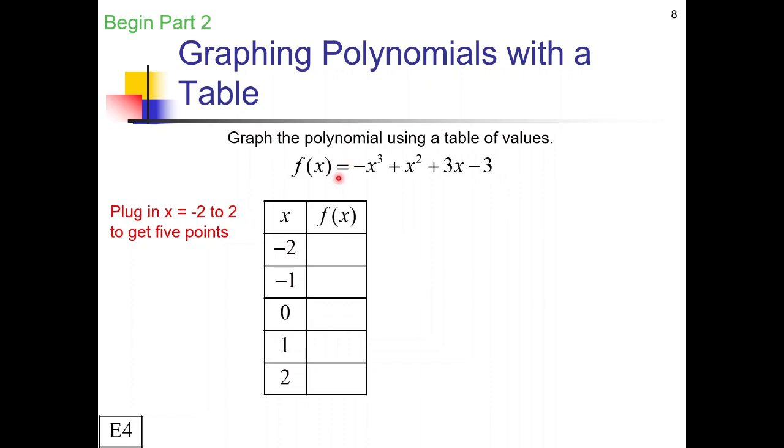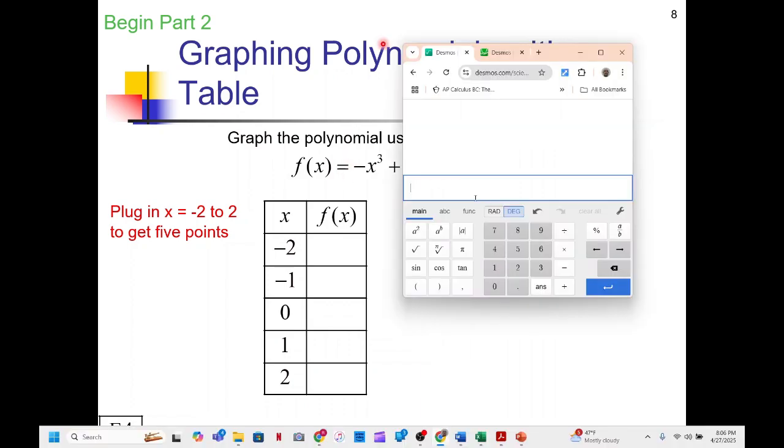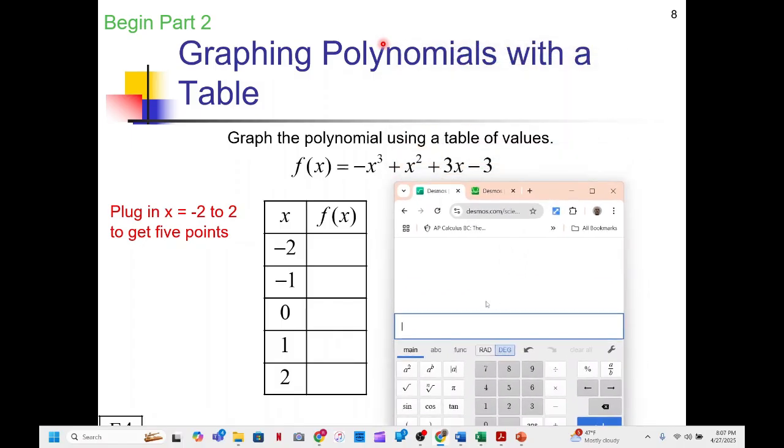This is if you don't have the graphing utility totally available to you. So here's my Desmos scientific calculator, and let me just put my function in here so I can quickly plug in values. So we have -x to the 3rd plus x squared plus 3x minus 3. And I'll go down and start entering things in.